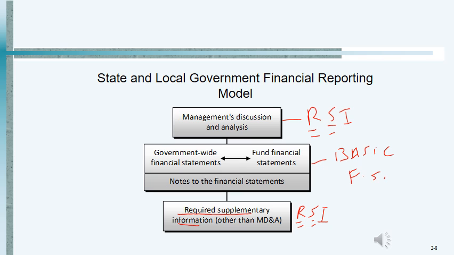Taking a look at our basic financial statements, again, we've said several times now, government-wide statements and fund financial statements. That back and forth arrow shows that those are related. Our government-wide statements are a consolidation of our governmental funds and proprietary funds into the governmental activities and the business type activities. Our PAPI funds are not consolidated, as we just saw. And then, of course, the notes are always considered an integral part of the financial statements.